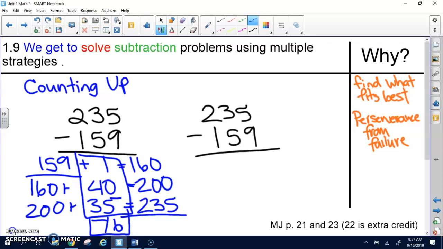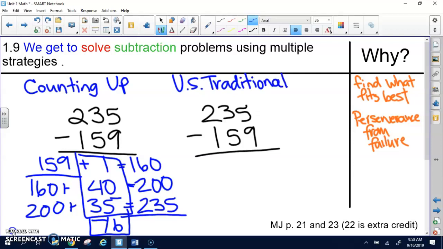The other method to be used today is called U.S. traditional. Once again, it's the borrowing method. The terminology is borrowing in this case, okay? So what we know is when we look at the ones place, we can't take 9 away from 5. If you start with 5, take 9 away from 5.